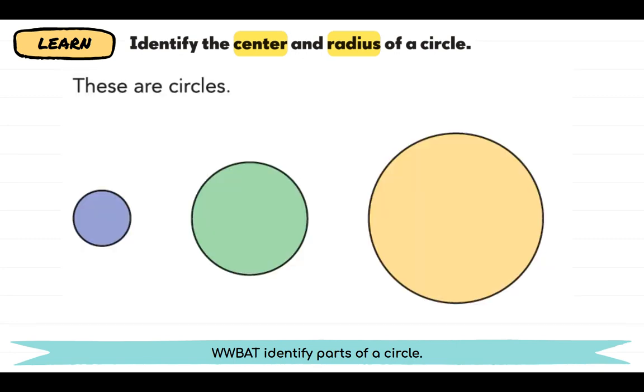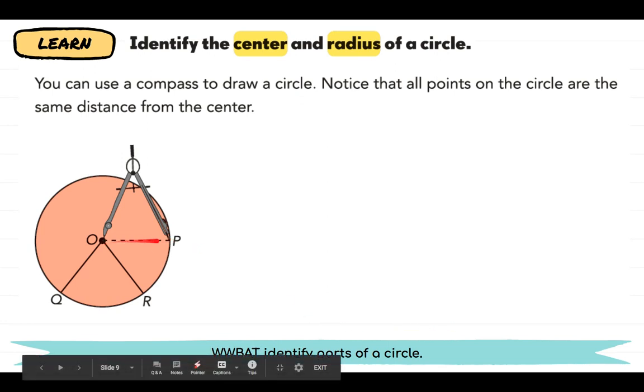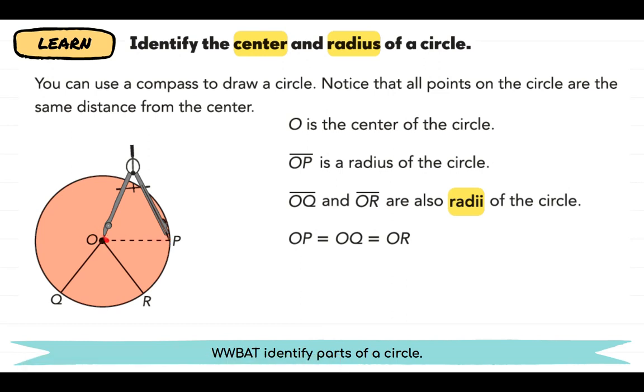These are circles, obviously, and usually you can use a compass to draw a circle. Notice that all points on the circle are the same distance from the center. So in this case, O is the center of the circle. OP is the radius of a circle. OQ and OR are also radii of the circle. Now, radii is just a plural form of radius.